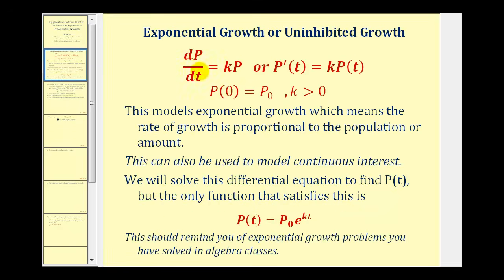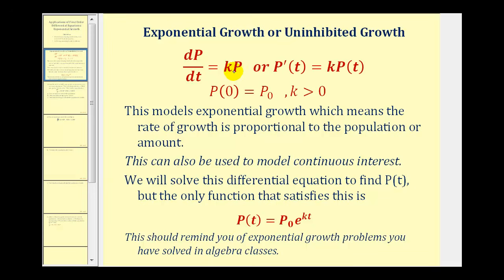The differential equation dP/dt equals k times P, or P prime of t equals k times P of t, models exponential growth, which means the rate of growth is proportional to the population or amount. So looking at these again, this is telling us the change of P with respect to t is equal to some constant k times P, or the derivative is equal to a constant times the original function P of t. And this can also be used to model continuous interest.